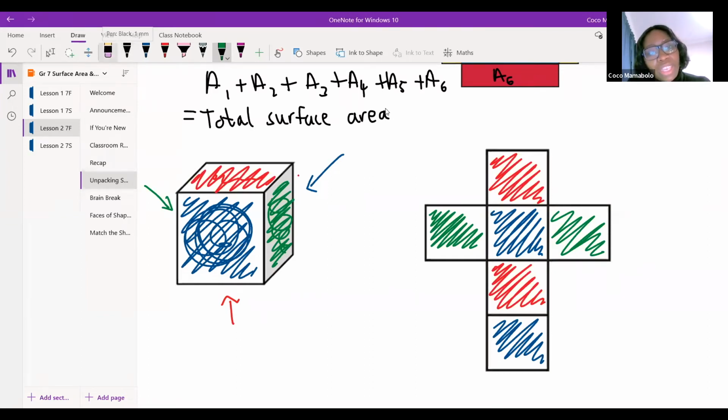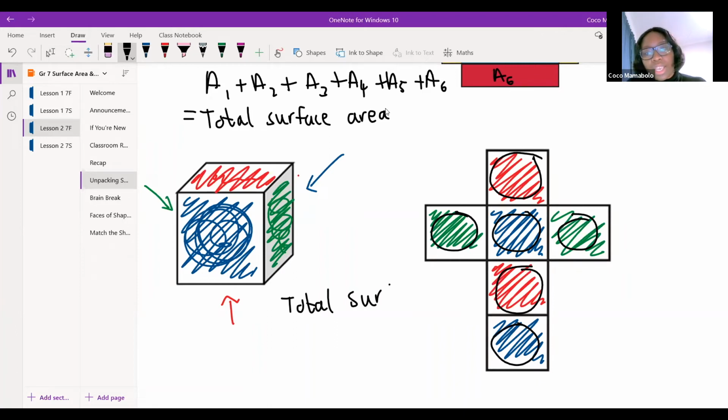Now, when I want to calculate the area, I have to calculate the area of this one, plus this one, plus this one, plus this one, plus this one, plus this one. When I calculate all the areas and add them together, that will give me the total surface area. And Nokwezi, this is not the volume. This is surface area. We are still calculating area, but because we're calculating the area of a 3D shape, we need to calculate the area of all the sides.